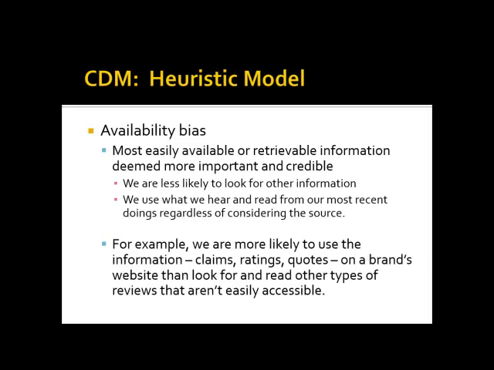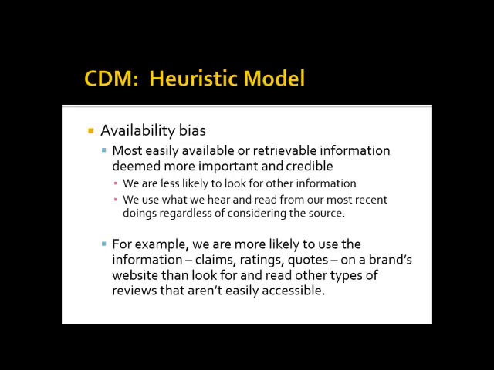The first one is the availability bias, which just says that we rely on information that is easily available to us, whether it's presented to us online, in a store, signage, or what we can easily remember from our memory. And the idea is we look at that information and assign it a lot of credibility. And we make our decisions based upon that, as opposed to digging and looking for additional information or considering the source.